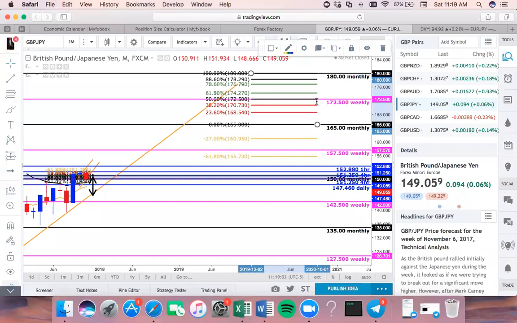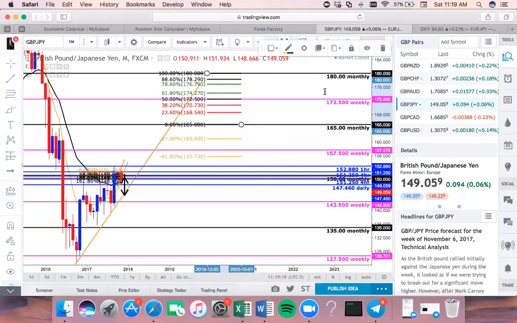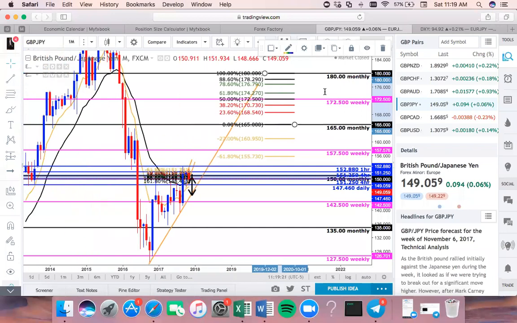Okay, what we tend to do, and what we were taught to do, is to use even numbers for all your levels. So if this was 179.25, just round it up to 180 or round it down to 179. The idea is to keep everything nicely intact.